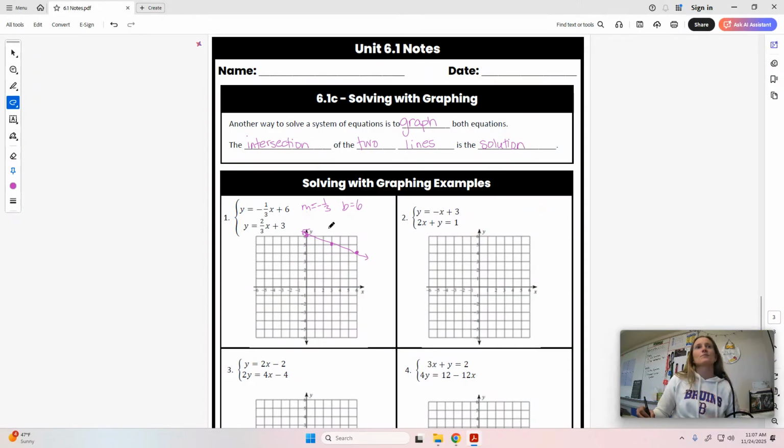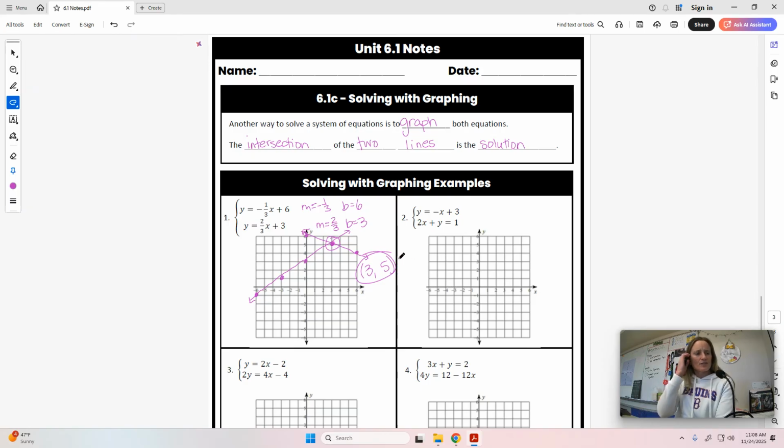Our second one is in slope-intercept form. This time we have a slope of +2/3 and a y-intercept of 3. So starting at 3, going up 2 and over 3. And I can already see where the two lines are going to intersect. So this point right here is my solution. And so when I go to write the answer, I need to write the coordinates of that intersection point. So (3, 5). And that's my solution.